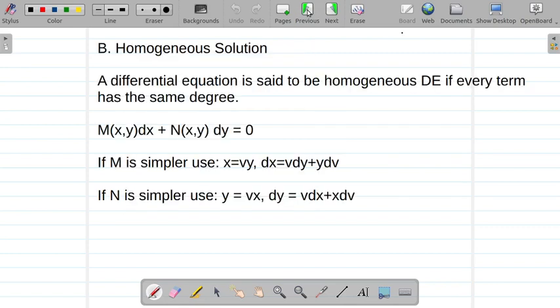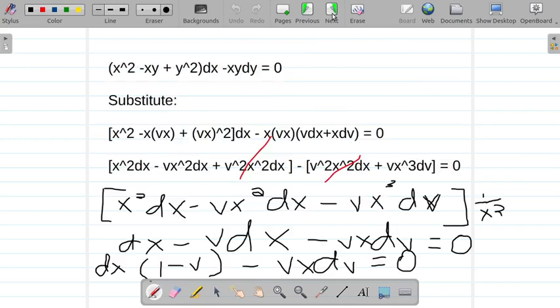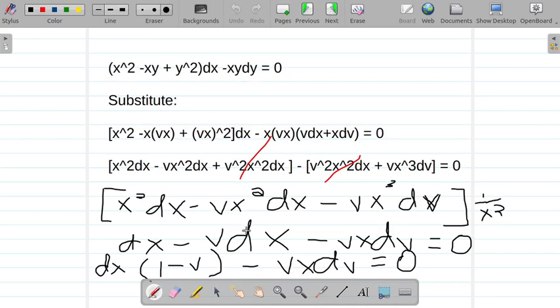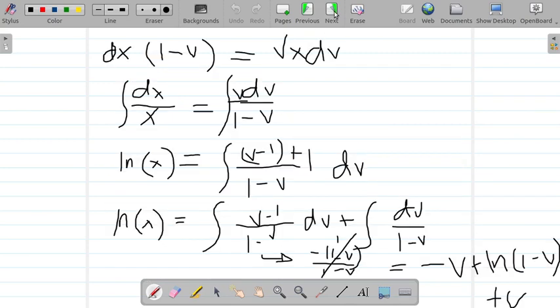If m is simpler, so muna mo i-conclude x is equals to vy, then dx is equals to v dy plus y dv. Then next step is substitute nimo ang mga value sa y o sa dy. Then i-simplify din nimo hantod pwede na day nimo sila ma-separate ang x in terms of dx ug ang v in terms of dv.